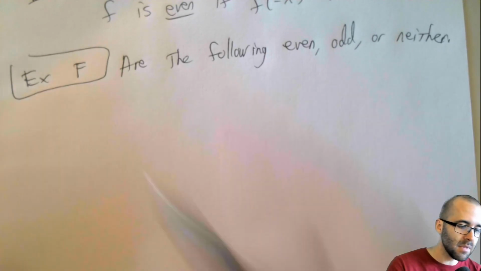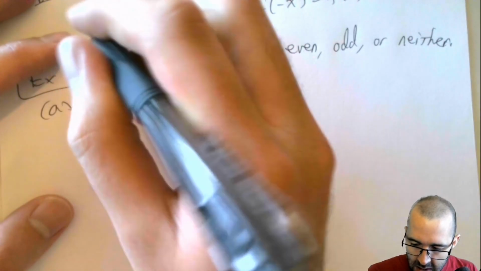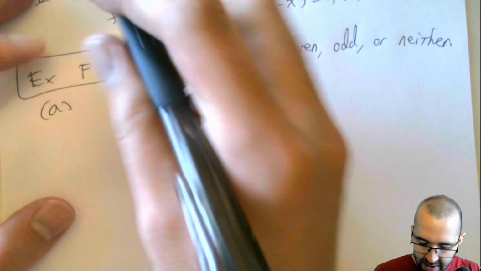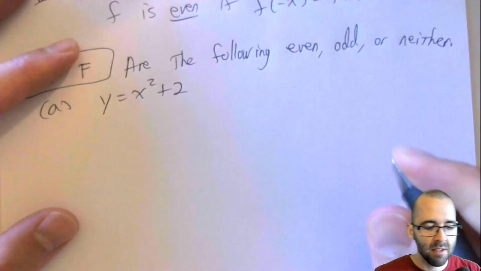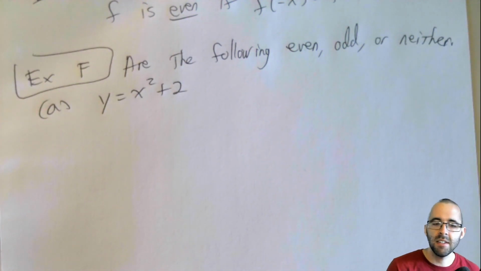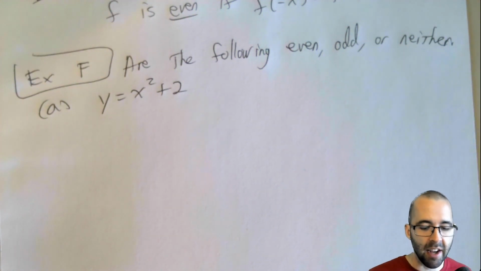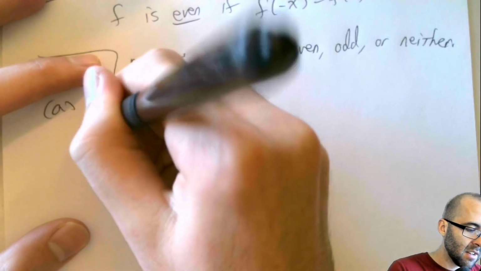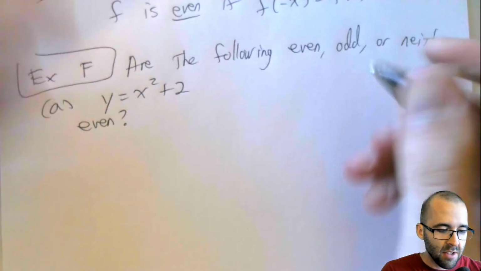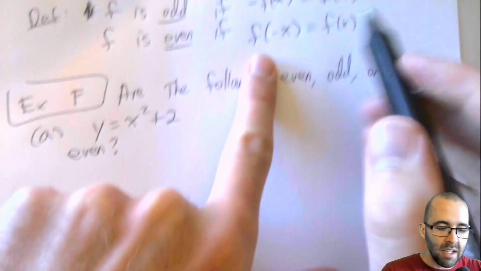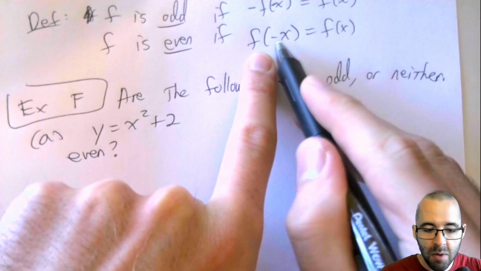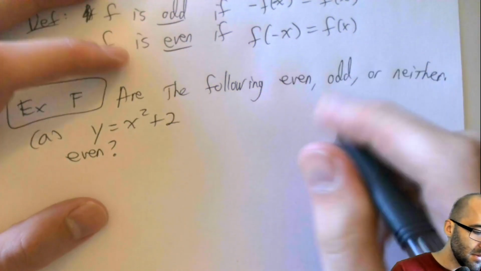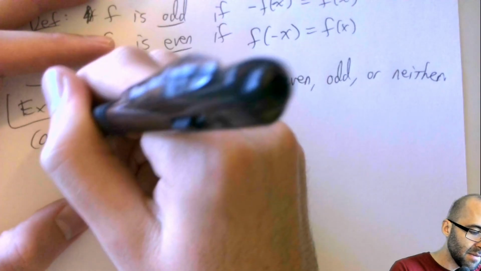Okay. Let's do part A. Y equals x squared plus 2. Is this function even, odd, or neither? So we have to check. Check if it's even. A function's even if reflecting it around the y-axis, a horizontal reflection, doesn't change it. So let's find out.